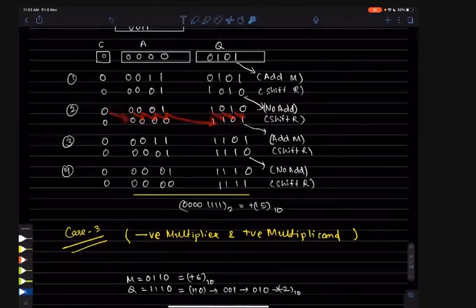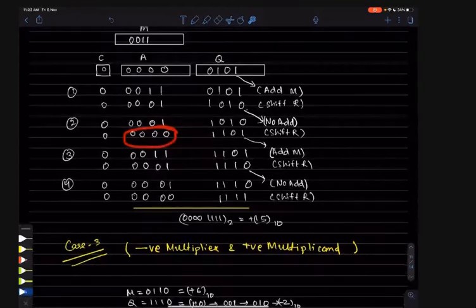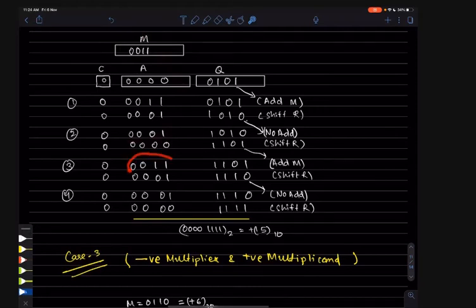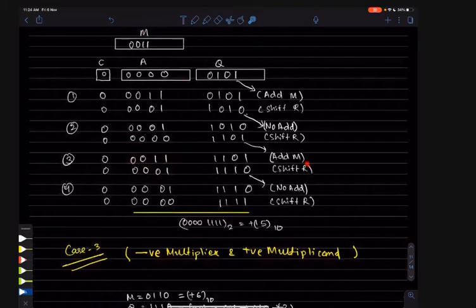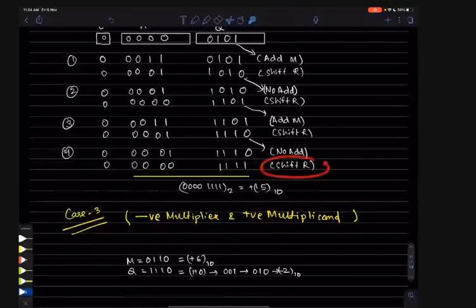After the right shift operation, again go to the third step, check the last number, it is a 1, so add M. The previous A value is this one, M value is this one, both will be added. The output will be 0011. Then do the shift right operation, this is the result. Then check the last value for the 4th iteration. 0 means no add operation, so copy the previous content as it is. Then shift right, and this is the result.